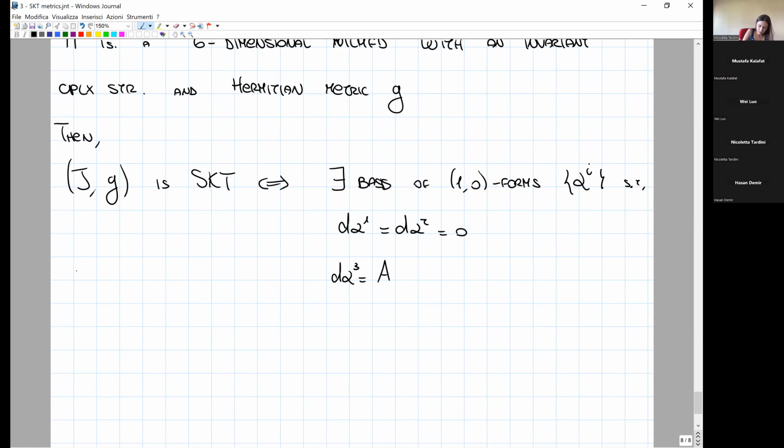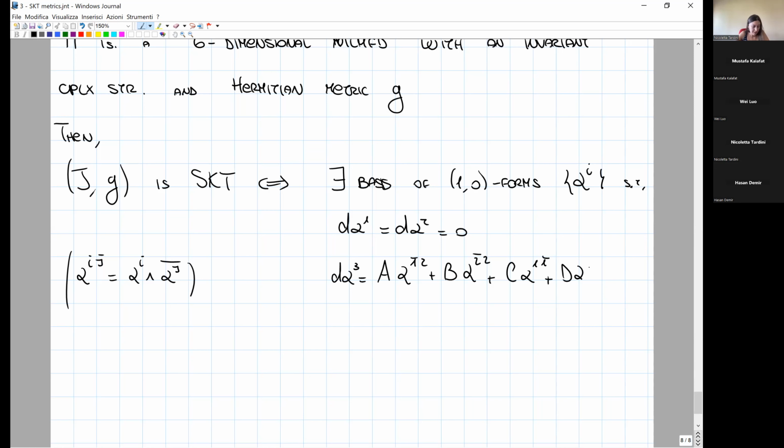So let me do this. I will denote with alpha i j bar the wedge product of alpha i wedge alpha j conjugated, and so on, okay? So A alpha 1 bar 2 plus B alpha 2 bar 2 plus C alpha 1 1 bar plus D alpha 1 2 bar plus E alpha 1 2. With this condition, the modulus of A squared plus modulus of D squared plus modulus of E squared plus 2 times the real part of B conjugate C is equal 0.